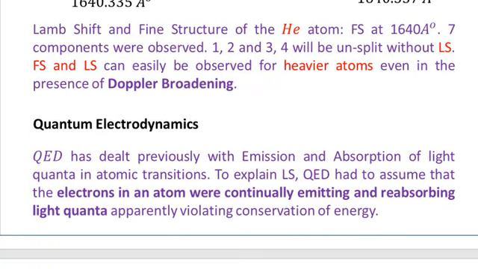Quantum electrodynamics. Quantum electrodynamics has dealt previously with the emission and absorption of light quanta in atomic transitions. To explain Lamb shift, quantum electrodynamics had to assume that the electrons in an atom were continually emitting and reabsorbing light quanta, apparently violating conservation of energy. But of course, under these assumptions, we have reached the calculations of the Lamb shift.